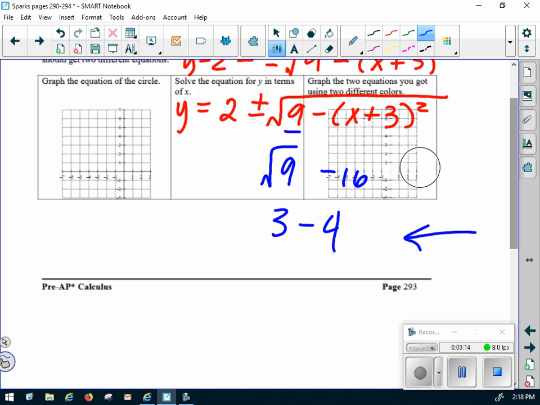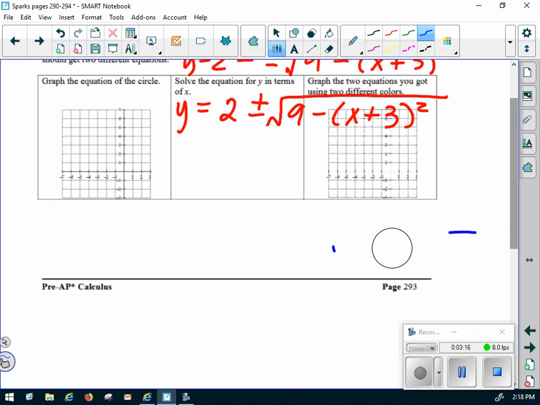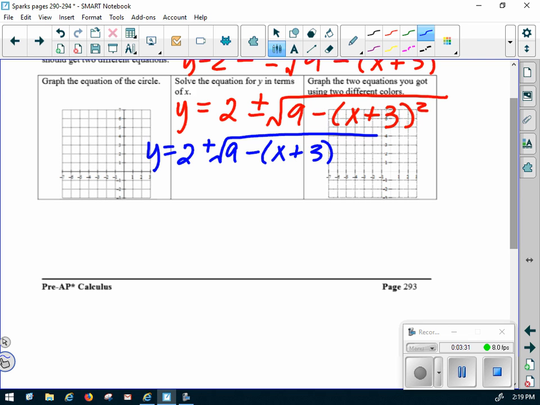Well, I'm not going to. You could, but there's no point. What we're going to do, and what I want you to write here in the middle box, we're going to write two equations, and we're going to write y equals 2 plus that, and y equals 2 minus that.